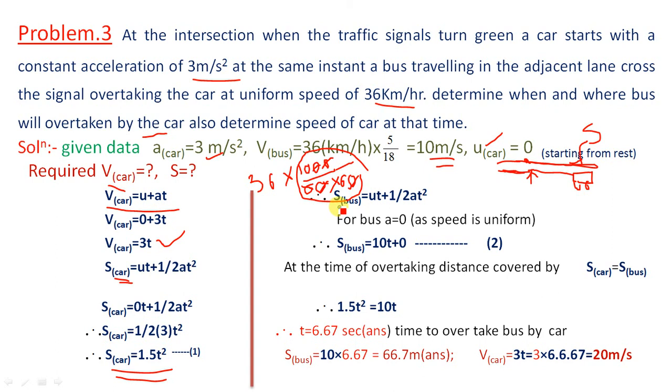Now come towards the S of bus, that is the displacement of bus. Bus is moving with a uniform speed. When speed is uniform, it indicates that acceleration is constant.